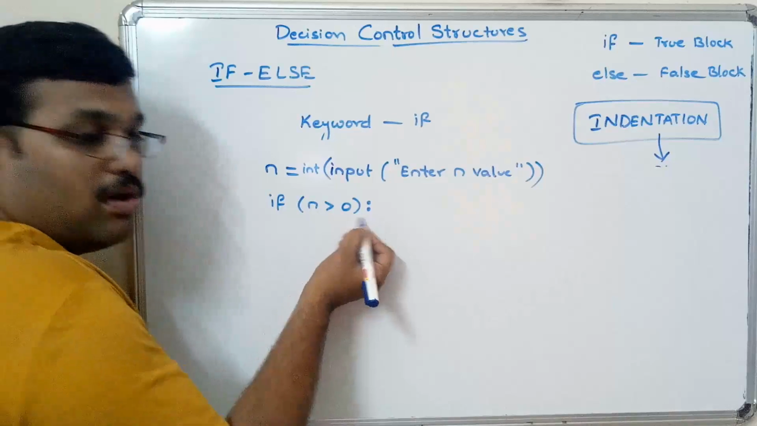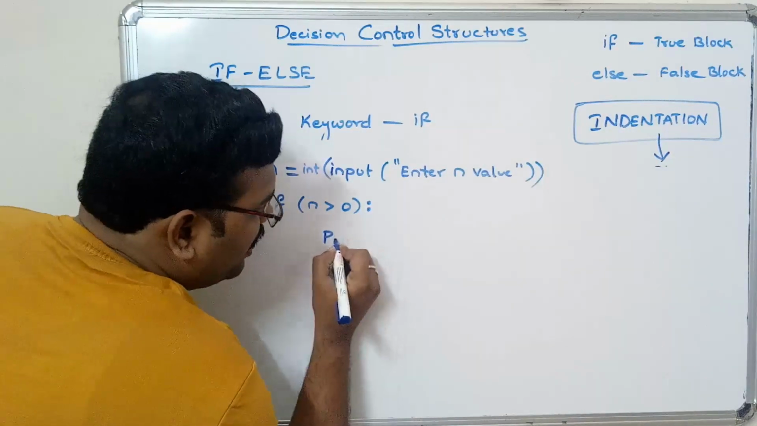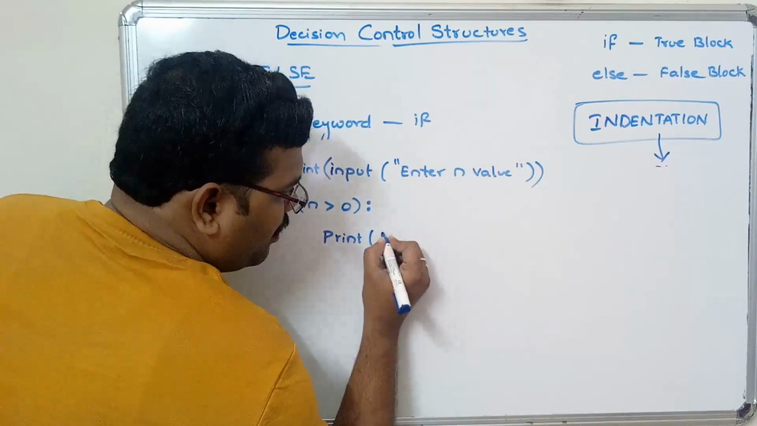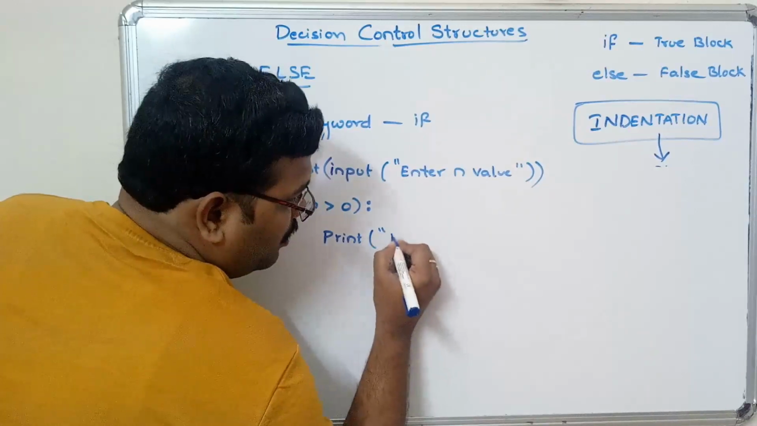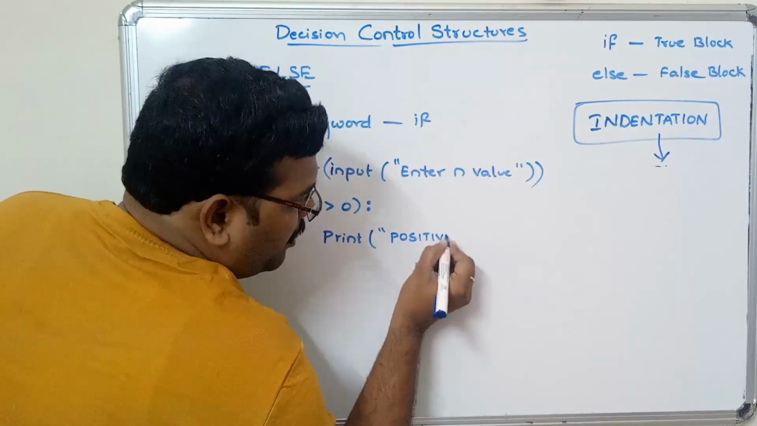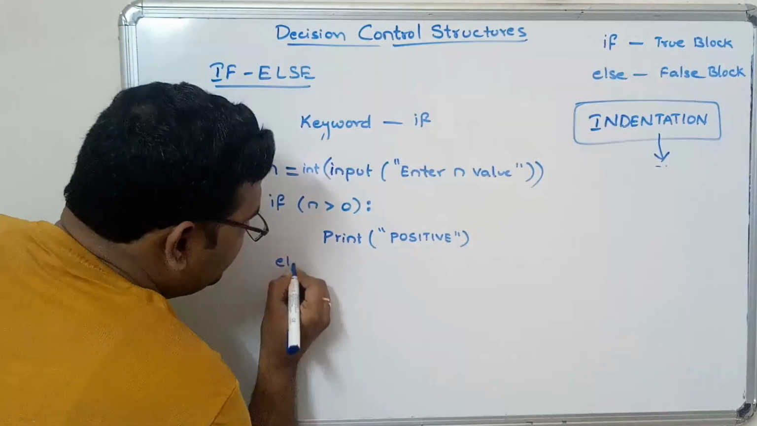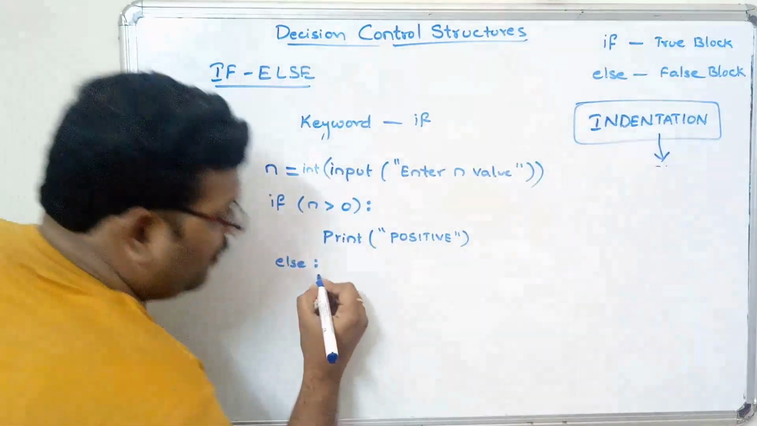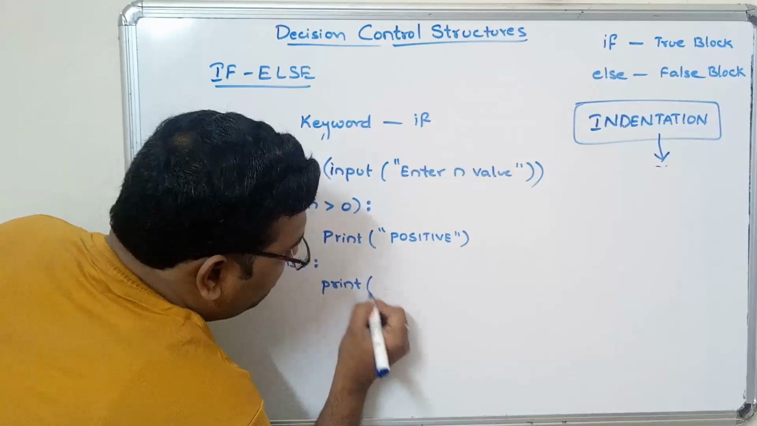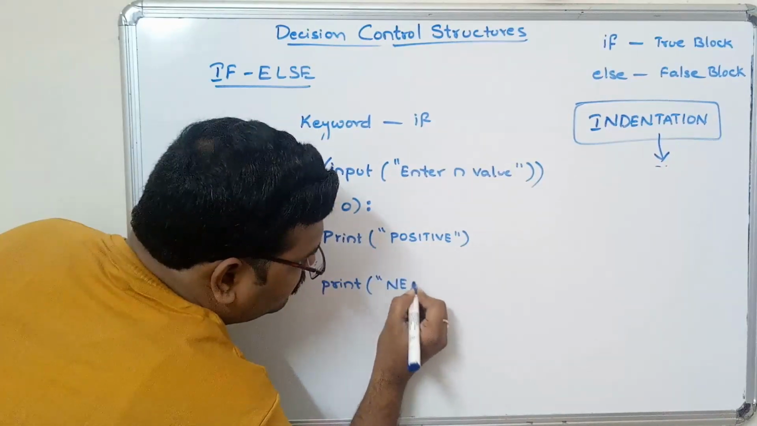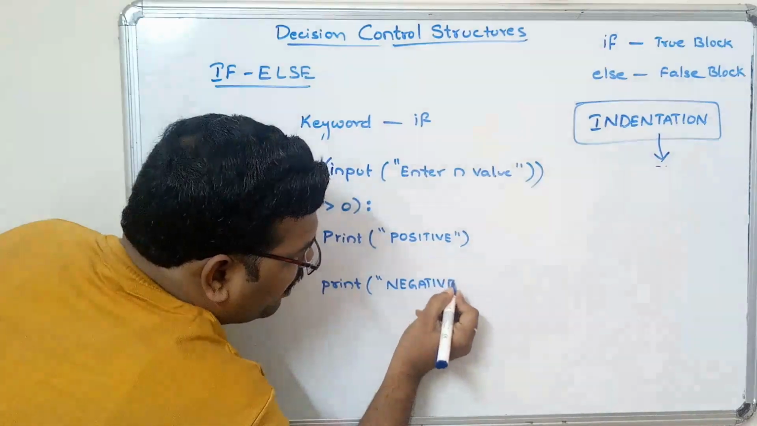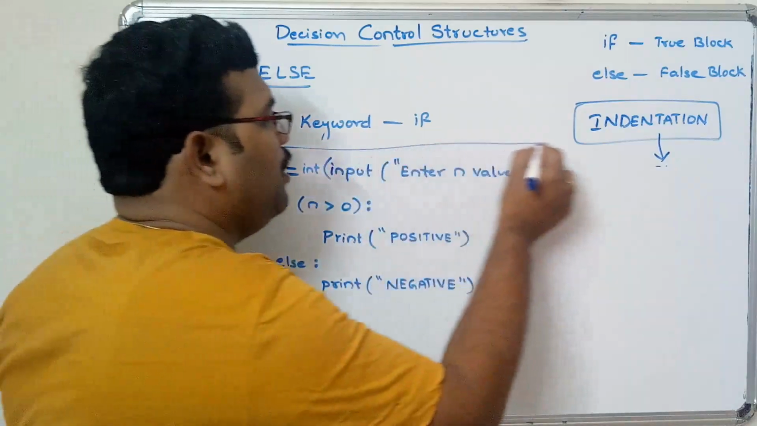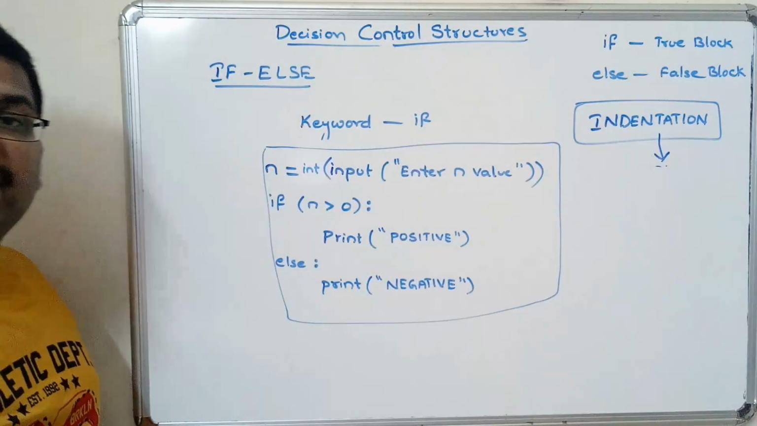So write down, if you include this colon, then alignment will be applied. That is called indentation. So print positive, else. So if it is false, that means if the n value is less than 0, print negative, right? So this is a simple example program for this simple if else.